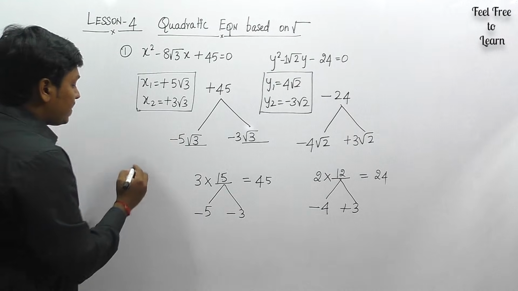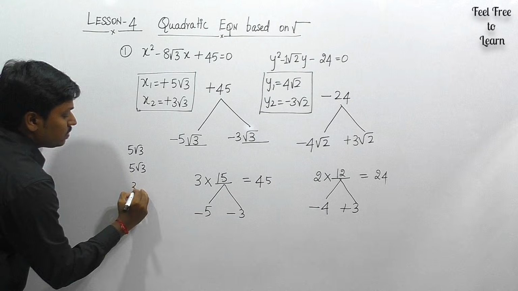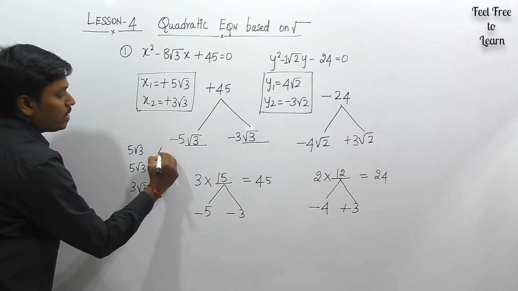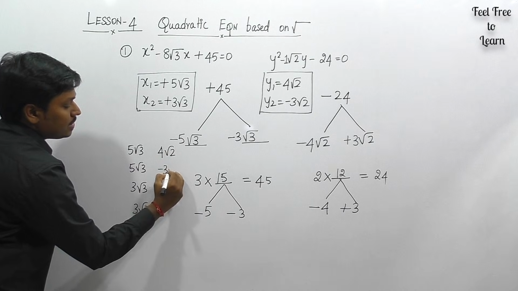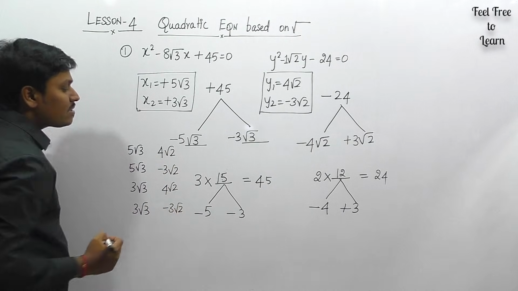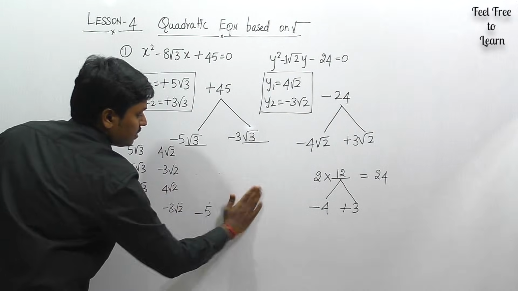So friends, first of all, x1 will be 5 root 3, x2 will be 3 root 3. Next is y1. So y1 will be 4 root 2, y2 will be minus 3 root 2. Friends, the concept behind this, we need to compare all the x values with the y values, right? So I can rub this.